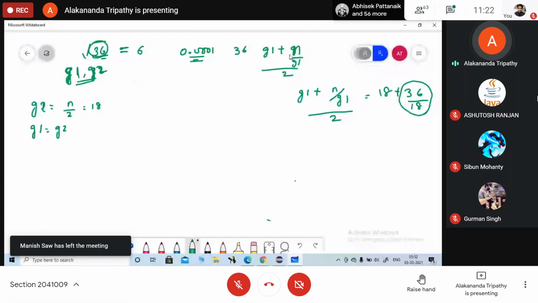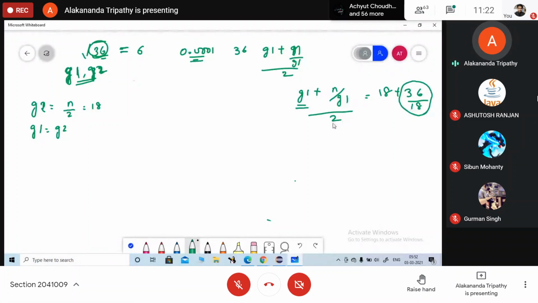तो G1 is 18, 36 by G1 divided by 2. What is the value here? 36 by 18 कितना आ जाएगा?